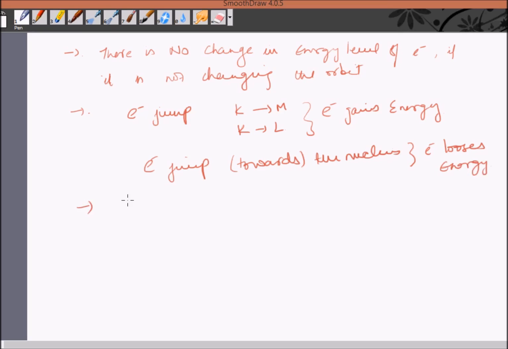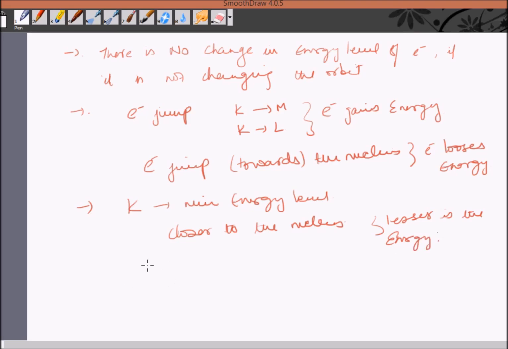It also says that K is the minimum energy level. That is, the closer to the nucleus, the lesser is the energy, right? So energy increases like this. So friends, I hope you have understood this conclusion part, and the whole topic.